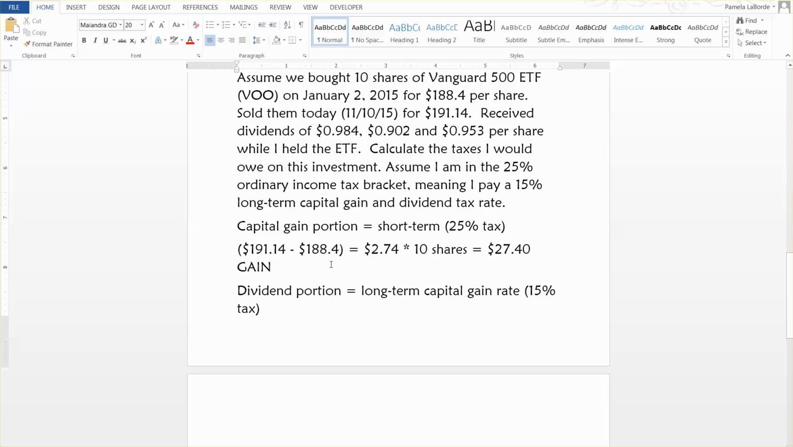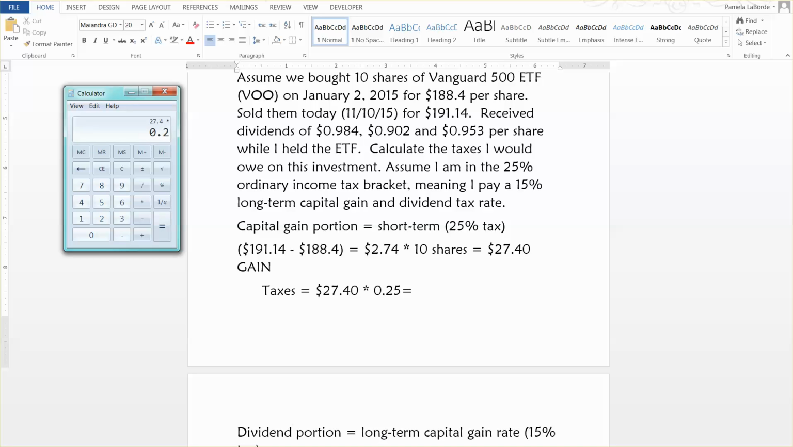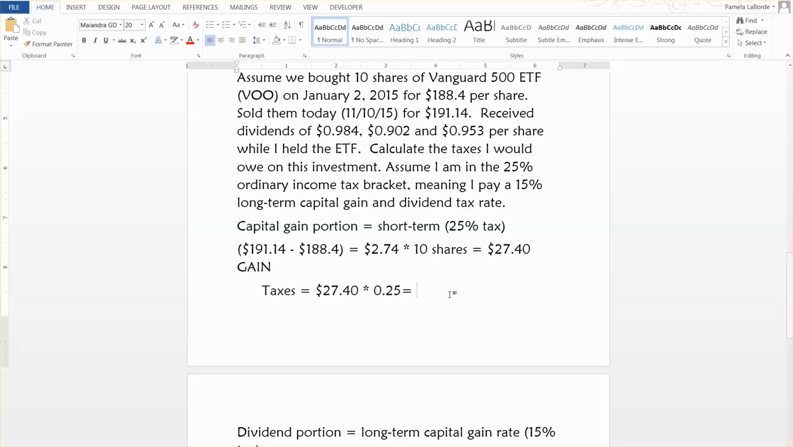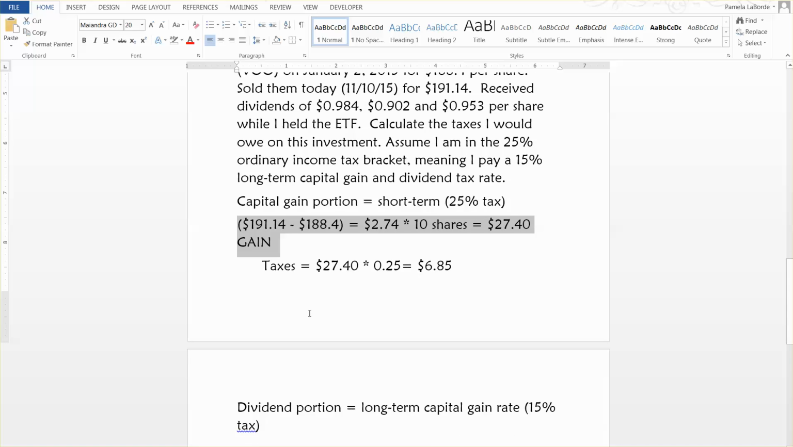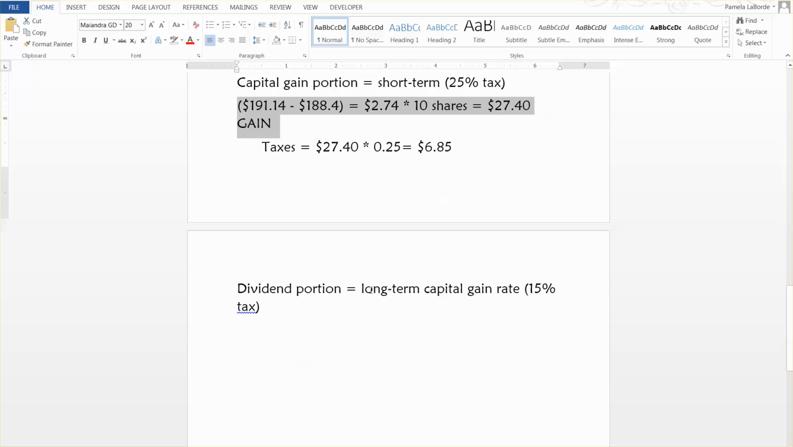To calculate my taxes, it would be the 27.40 times the 25% tax rate. So I'll owe $6.85 in taxes on the gain that I have to report as a short-term gain when I file my 2015 taxes. That won't be till April of 2016 probably, unless I file sooner.